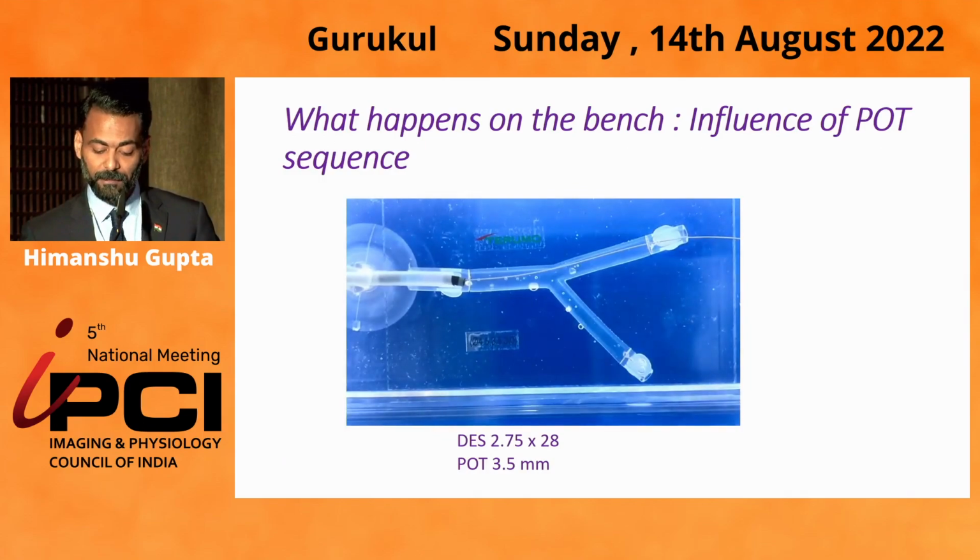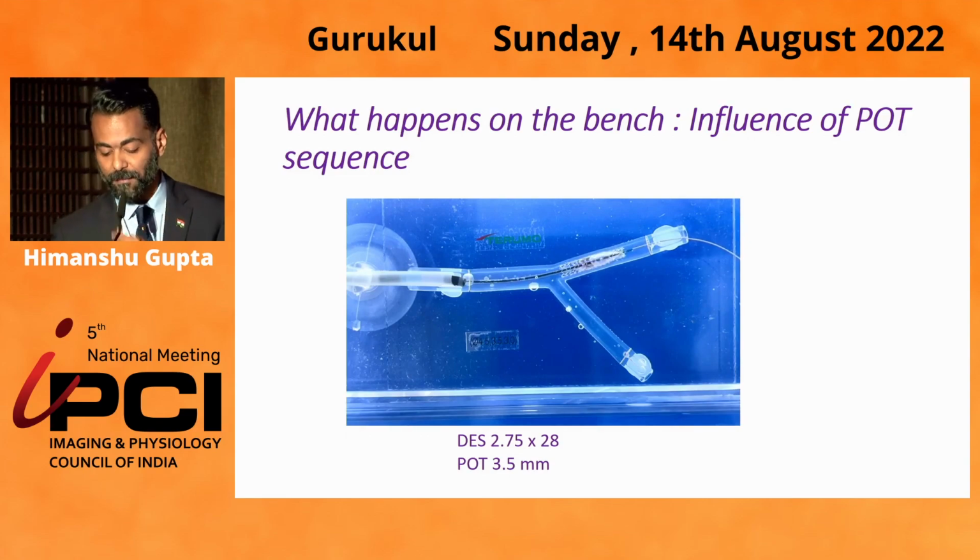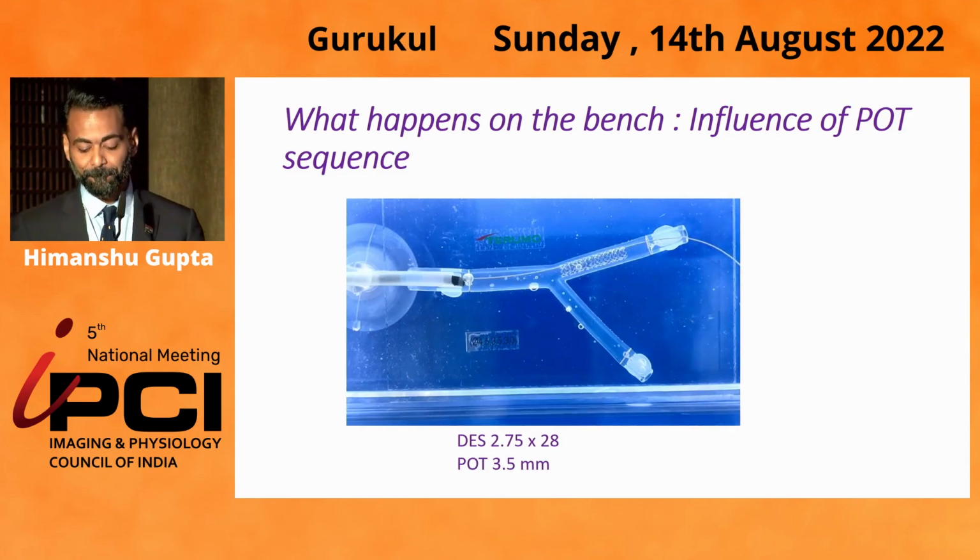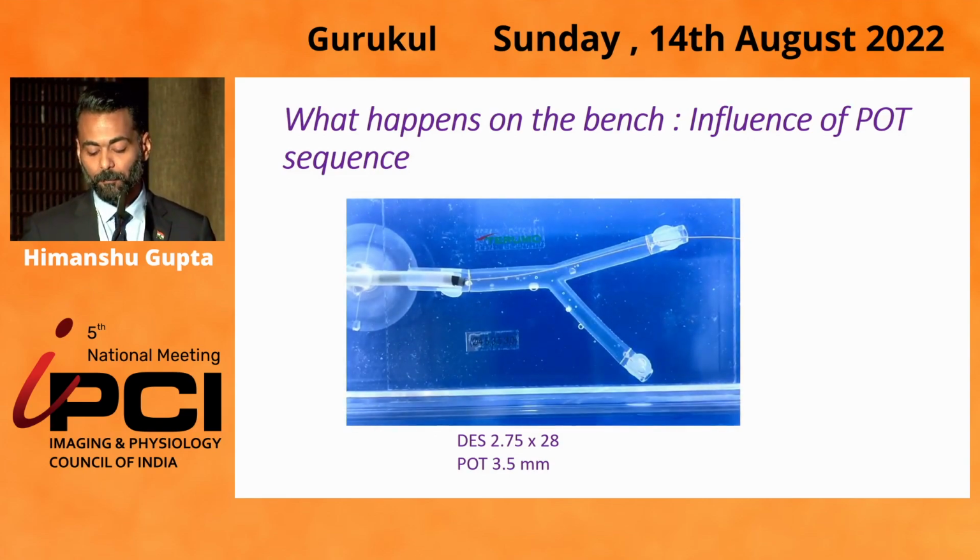So what is more interesting is whenever we put a stent in the ostial LAD, sometimes it comes into the left main. Why does it happen? This is a bench testing that I did a few weeks back. I always thought that I needed to do this. Now you see this is a 2.75 stent implanted into the ostium of the LAD, and a POT has been done with the 3.5 balloon. That is what you do in a long LAD stent.